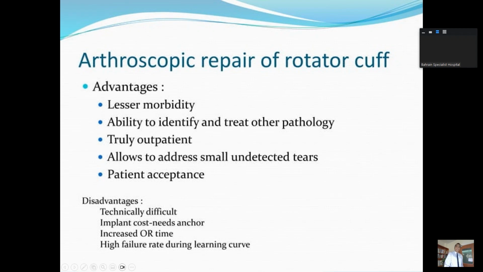Arthroscopic rotator cuff repair, the advantages are it has lesser morbidity. It has the ability to identify other pathologies inside the shoulder joint. It is an outpatient procedure most of the time and allows addressing small undetected tears. And patient acceptance is very high with the arthroscopic repair. The disadvantages are it is technically difficult and the cost of the implant in arthroscopic repair is high. It also increases the OR time and the learning curve is very long.